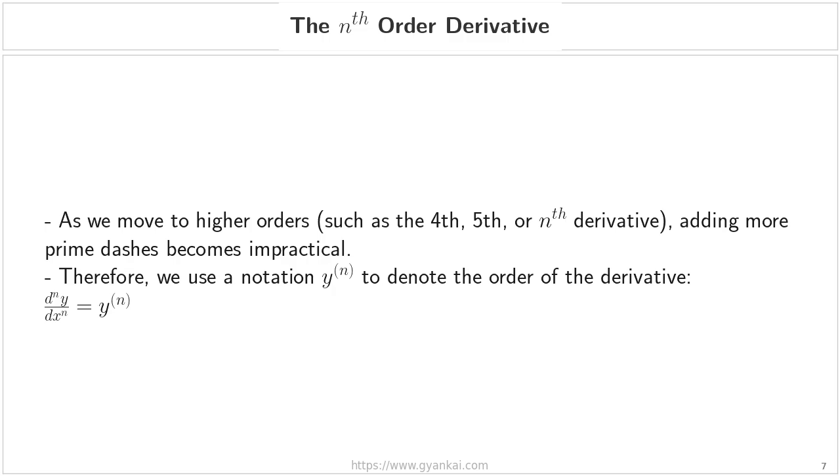To solve this, mathematicians use a much cleaner notation. We use y with an n in parentheses to denote the order of the derivative. In formal Leibniz notation, this is written as d to the power of n of y, all over dx to the power of n, which is exactly equal to y with an n in parentheses. This allows us to represent any level of differentiation clearly, no matter how high the order.